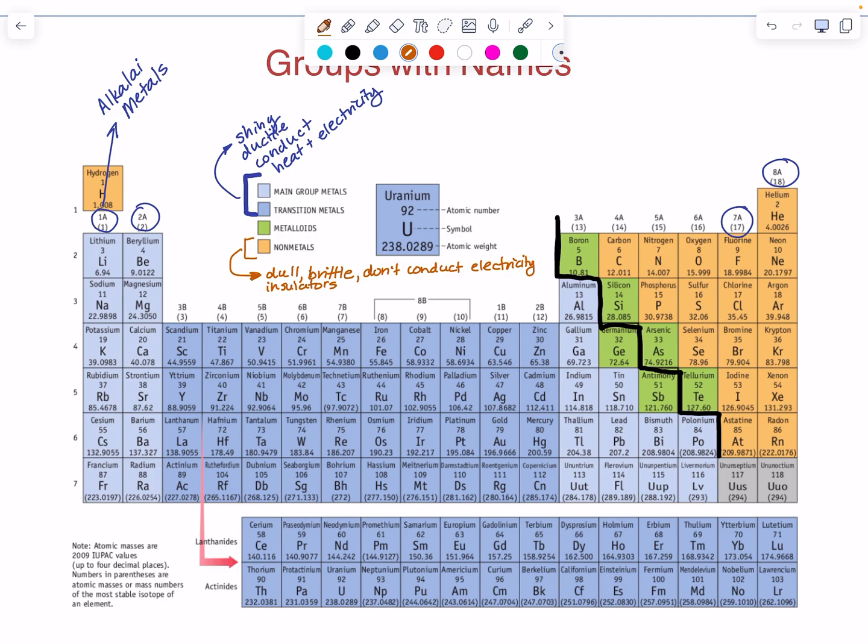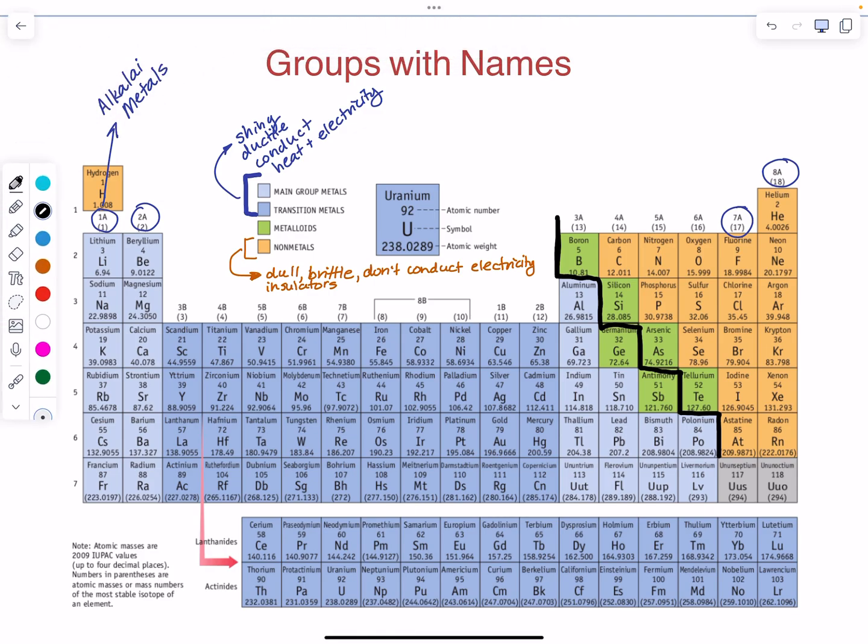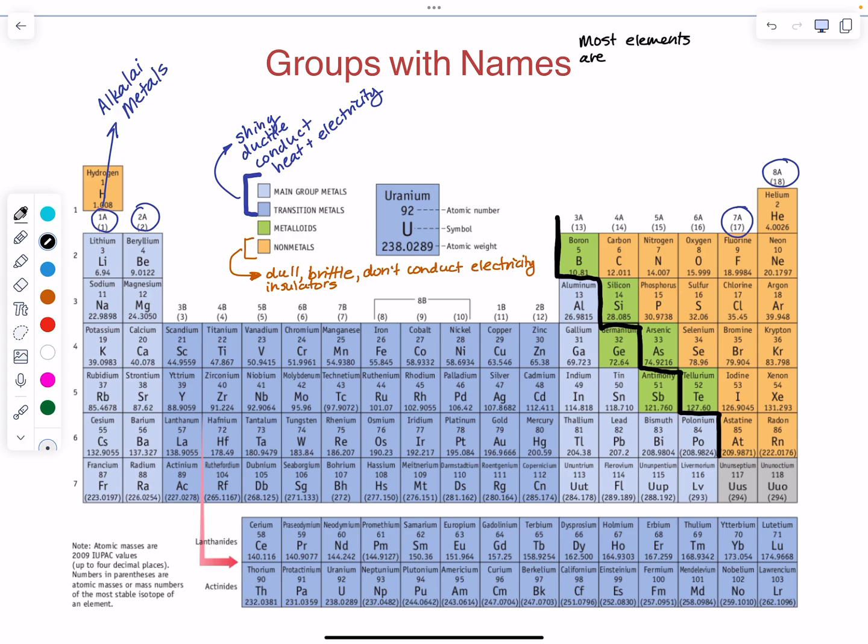Now, most of the elements on the periodic table, if we're talking about their properties, exist in solid form, although there are a couple of exceptions. There are two elements that exist as liquids under normal atmospheric pressure and room temperature. So most elements are solids.